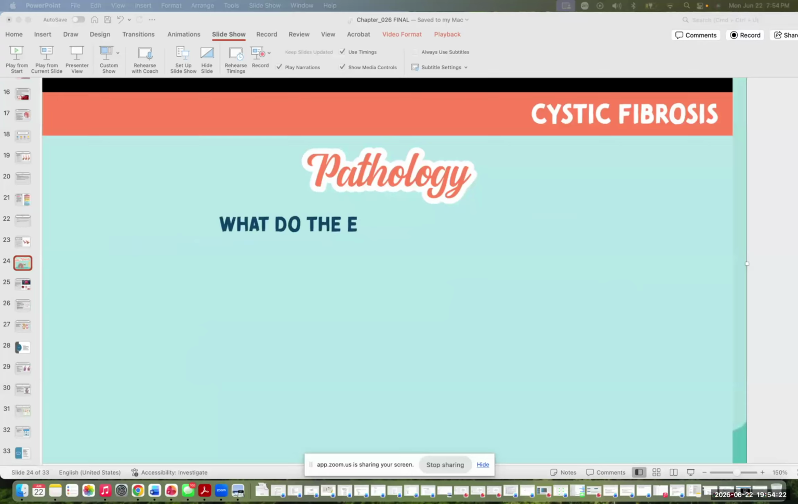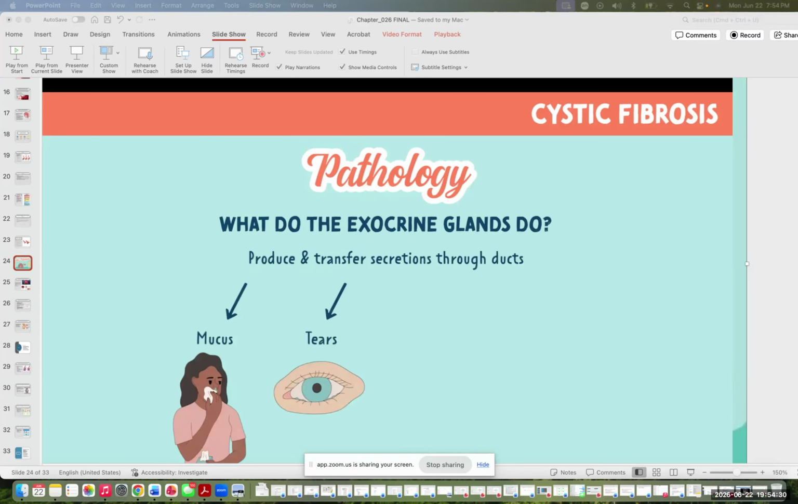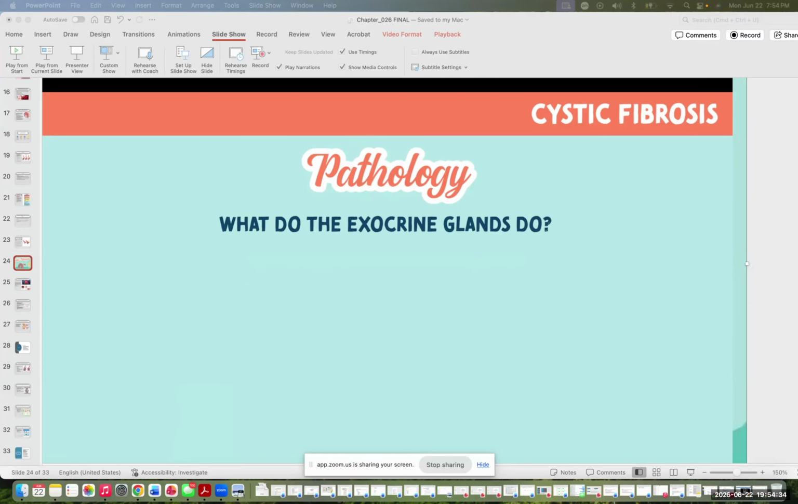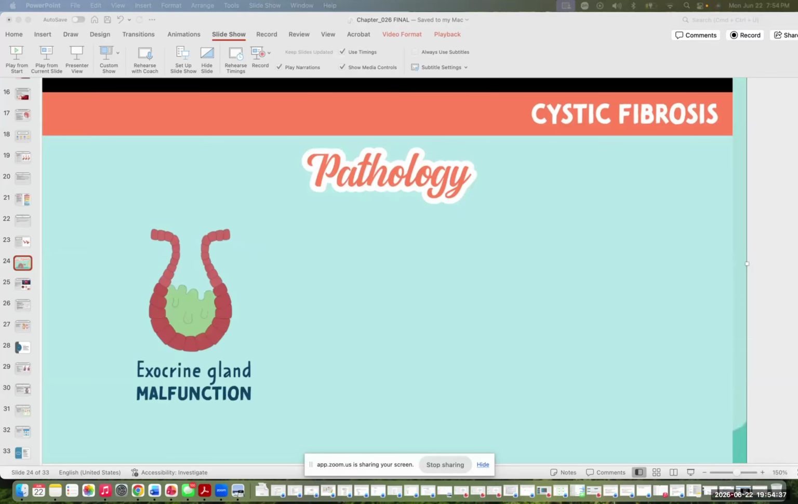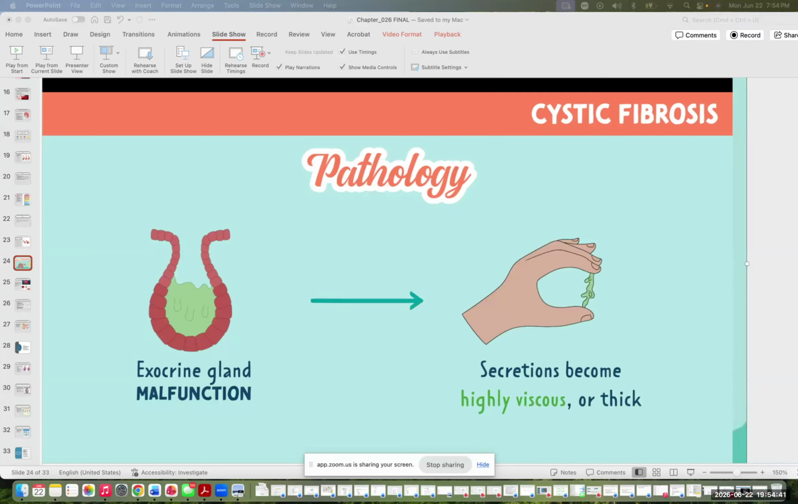What do exocrine glands do? These glands produce and transfer secretions through ducts. Examples are mucus, tears, sweat, and enzymes. When there is an exocrine gland malfunction, like in cystic fibrosis, the secretions become highly viscous or thick.